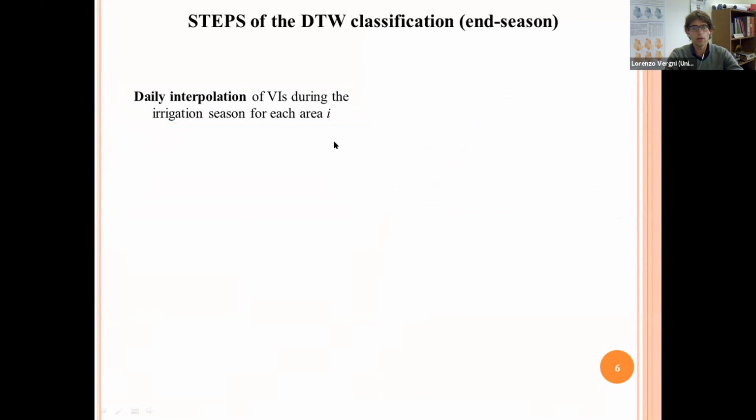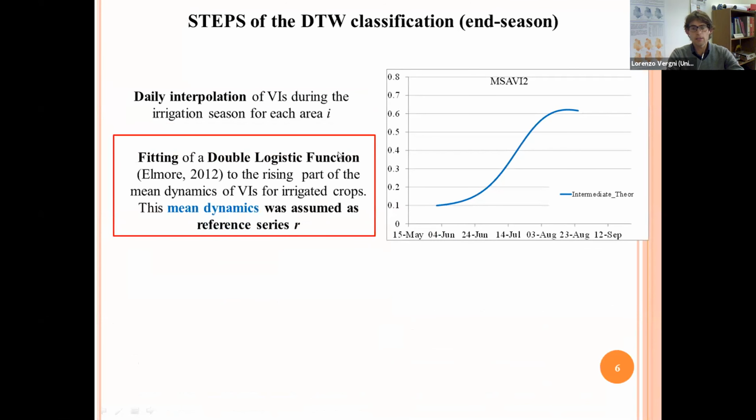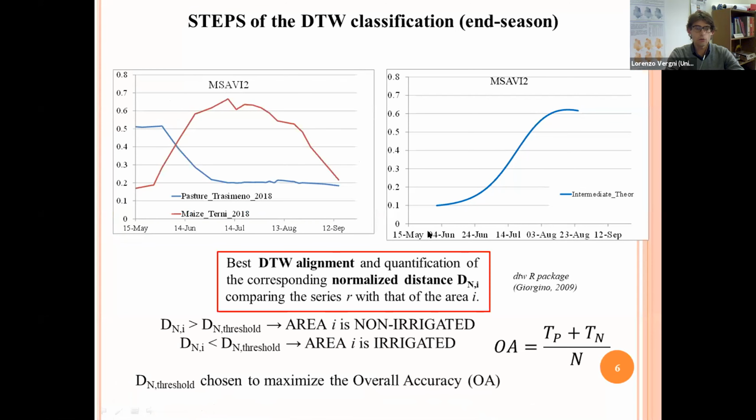After this daily interpolation, we quantified a mean dynamics for each vegetation index, for the condition of irrigated areas, and we fitted a double logistic function. So this figure shows, for this particular index, the series that represents the reference series for the comparison of all the other dynamics. And according to the comparisons between this reference series and all the other series, it was possible to apply the dynamic time warping alignment and quantify the normalized distance.